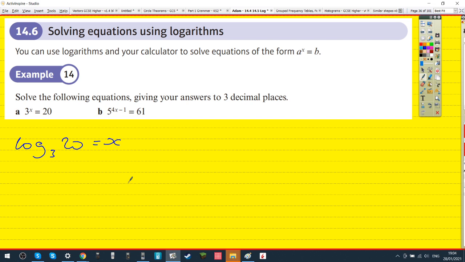Which is 2.73 to 2 decimal. Oh, right, 3 decimal places. 2.7287, sorry. 2.727? Yeah. Great. Next one. Okay.